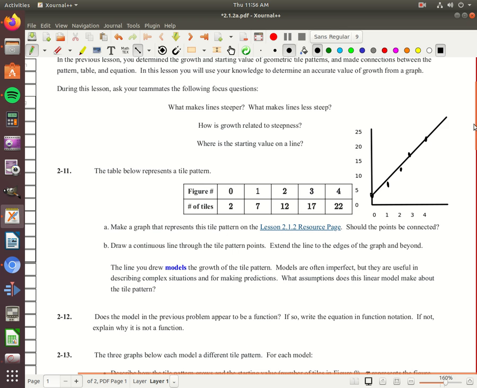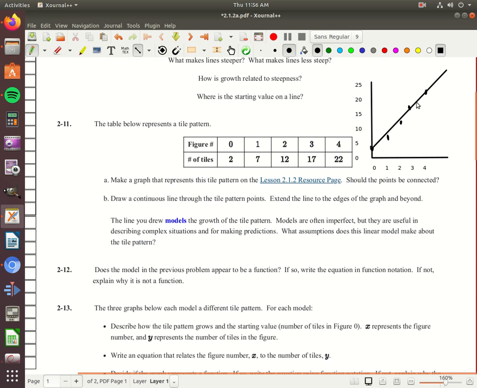So there we go. Again, not perfect. Those points should be on that line, but draw a continuous line through the tile pattern points. Extend the line to the edges of the graph and beyond. Oh well, there we go. The line you drew models the growth of the tile pattern. Models are often imperfect, but they're useful in describing complex situations and for making predictions.